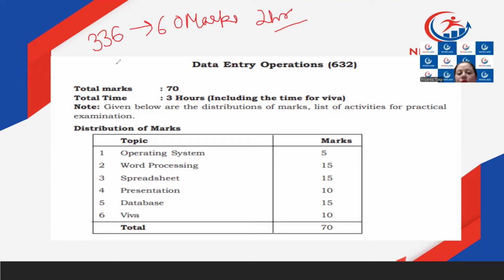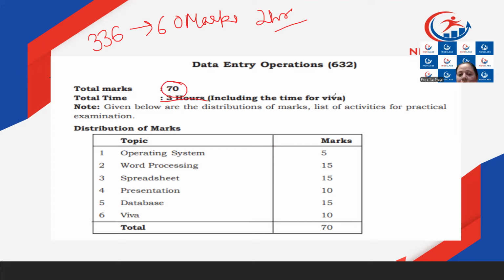Okay. And as I have told you, in 336 what you need to do is give 5 PCP sessions plus your final practical examination, right? So this is the thing you need to do. But in this one, in one go, you have to give only one practical examination, which is a maximum of 70 marks. The duration of the examination is 3 hours, including your Viva.